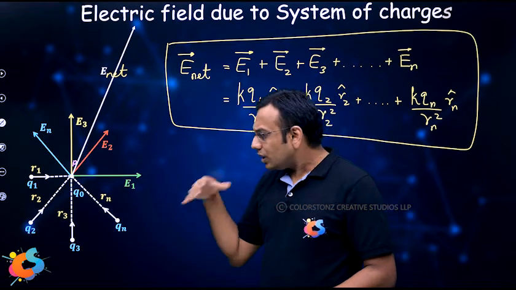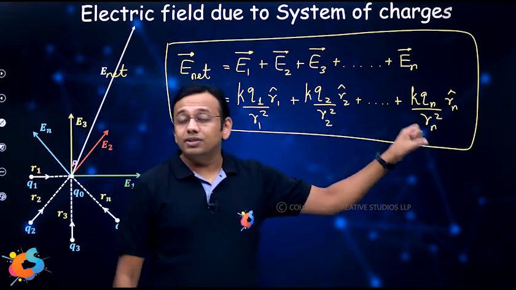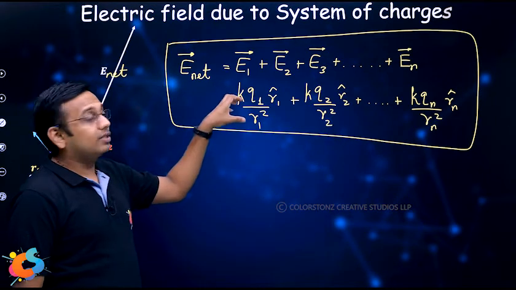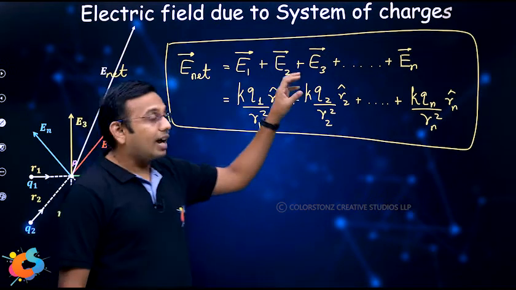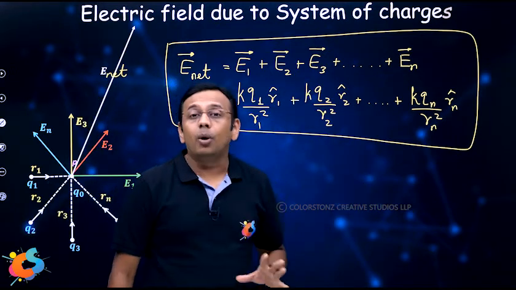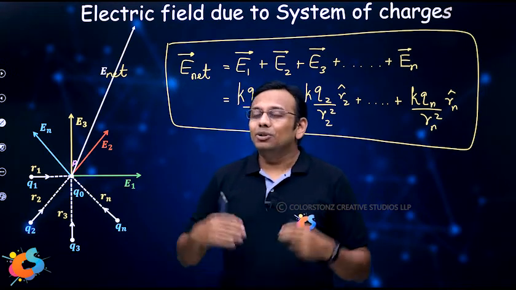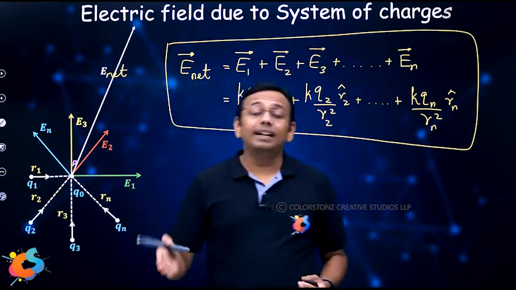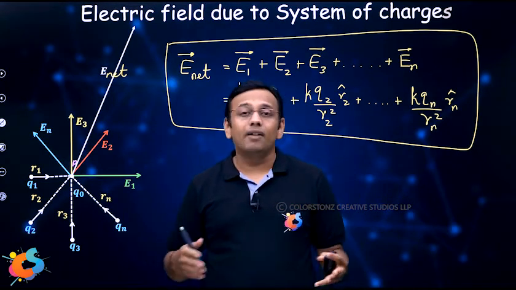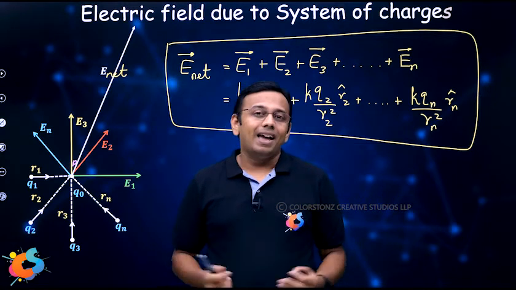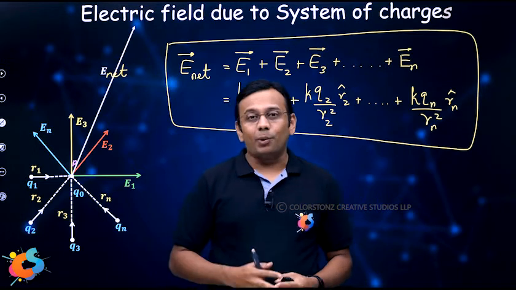All right. Once again, I would like to ask you to remember that here the sign of charge is very important. If the charge is positive, then the field will be in the direction of position vector. If the charge is negative, the field will be in opposite direction of that position vector. All right. So this is how we find the electric field produced by multiple charges, a system having multiple point charges. And this is all that we have in the case of field produced by point charges.